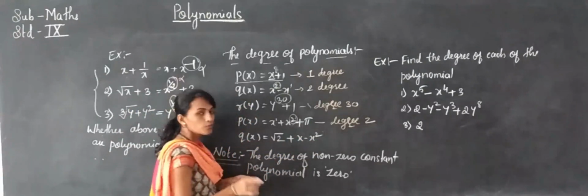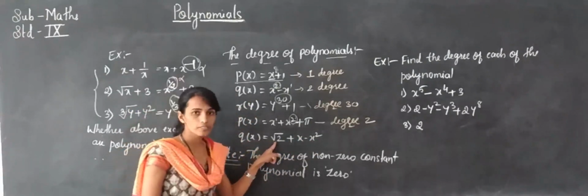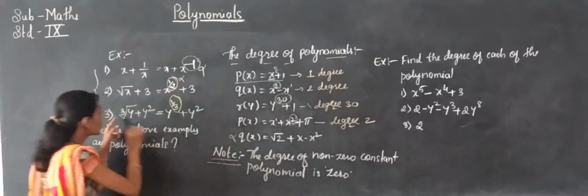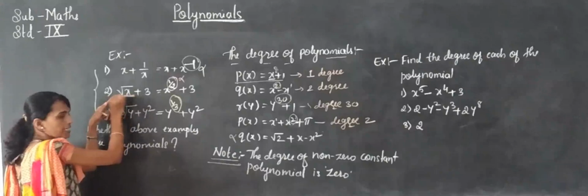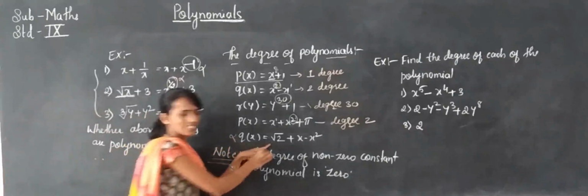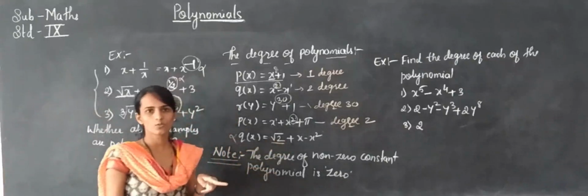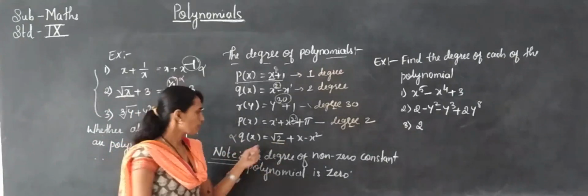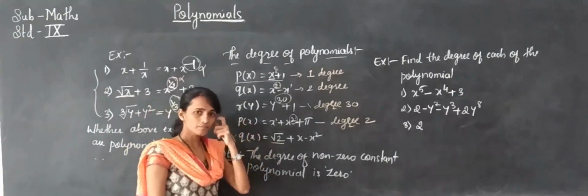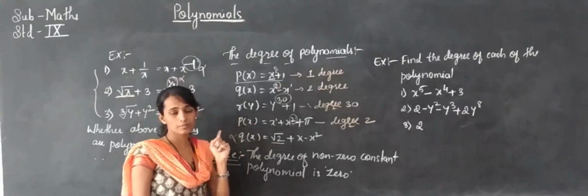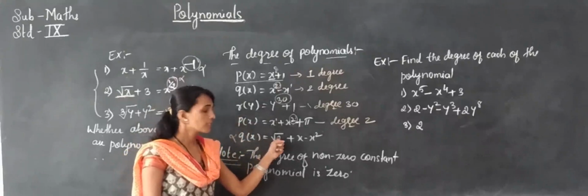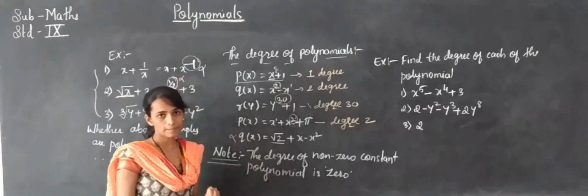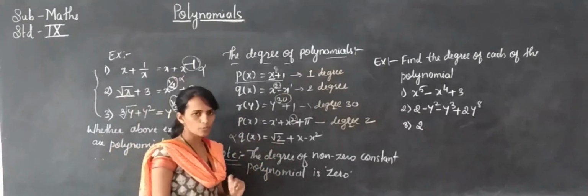Now compare q of x, which is root 2 times x plus x minus x to the power 2. Don't get confused. Root 2 is there, but this is not a problem, because root x means the variable has a root, but here the constant has a root. A constant may be an irrational number. Root 2 is a constant term that does not consist of a variable; it is a zero degree term. So this is an example of a polynomial.